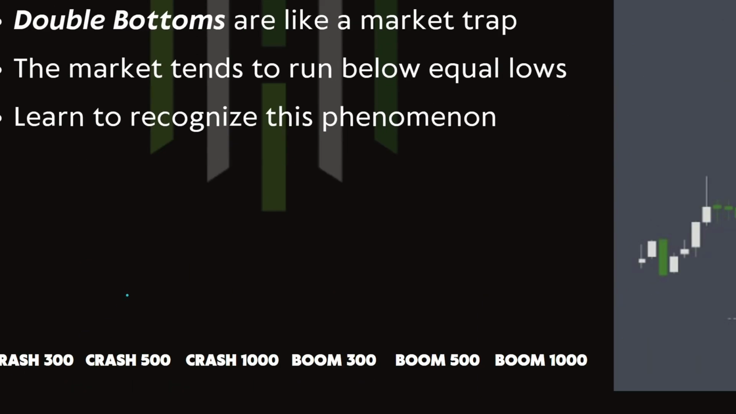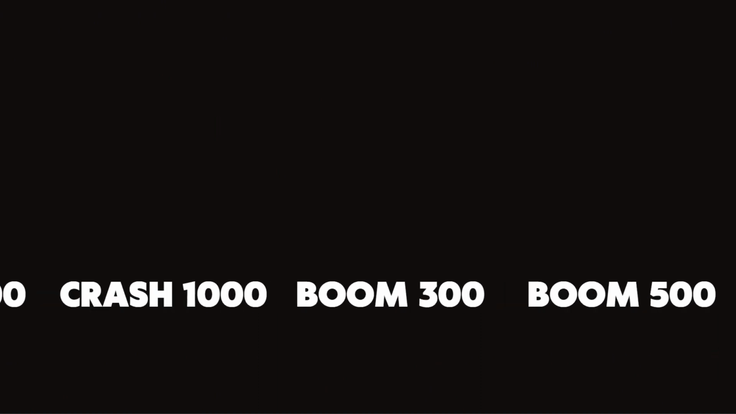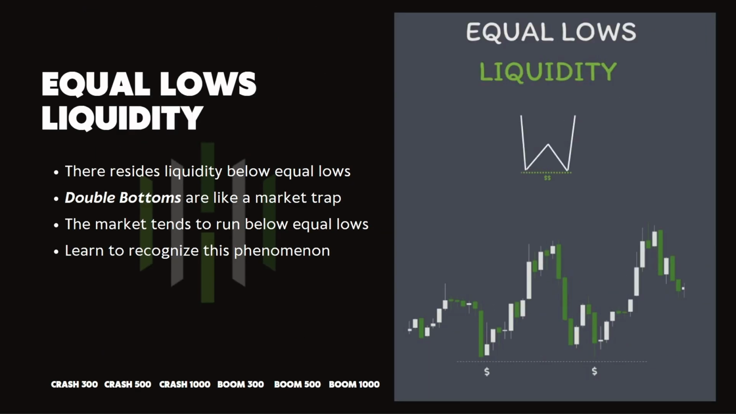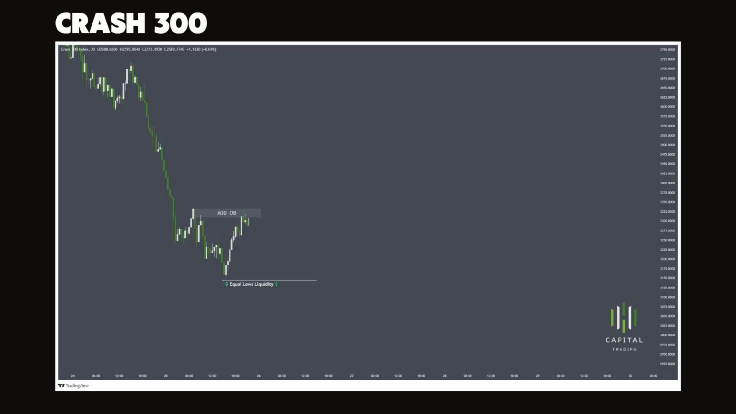So we're going to go in this order. We're going to start with crash 300, 500, and 1000, then proceed to look at equal lows on boom 300, 500, and 1000, right? Let's jump into crash 300. Now we look at our first chart of crash 300.